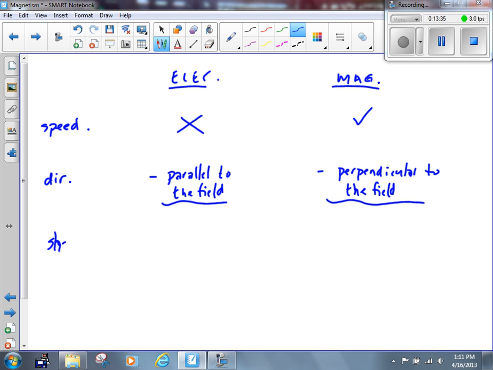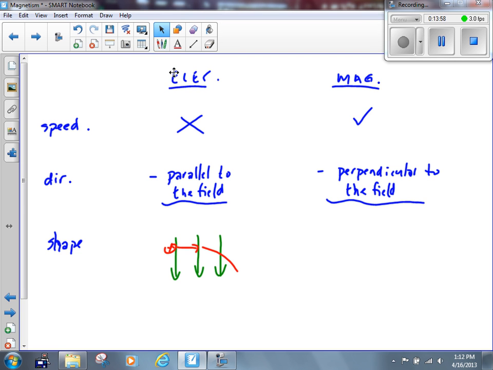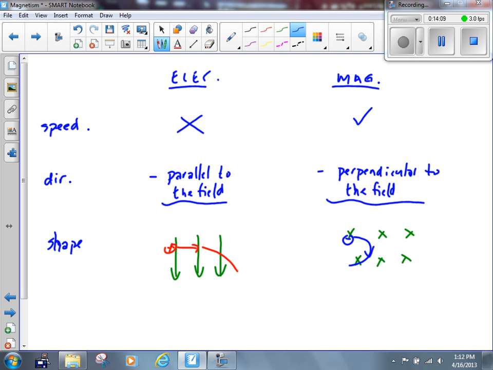What about the shape of the path? Assuming the electric field and magnetic field are perpendicular to the direction of motion of the particle. Here's my electric field. I introduce a positively charged particle into that electric field. It's going to follow a path that looks like this. If I have a magnetic field that's perpendicular like this, and I've got a positively charged particle, or a negatively charged particle, let's say, it's going to follow this path. What's the difference? What's the shape that we call this? It's a circle.